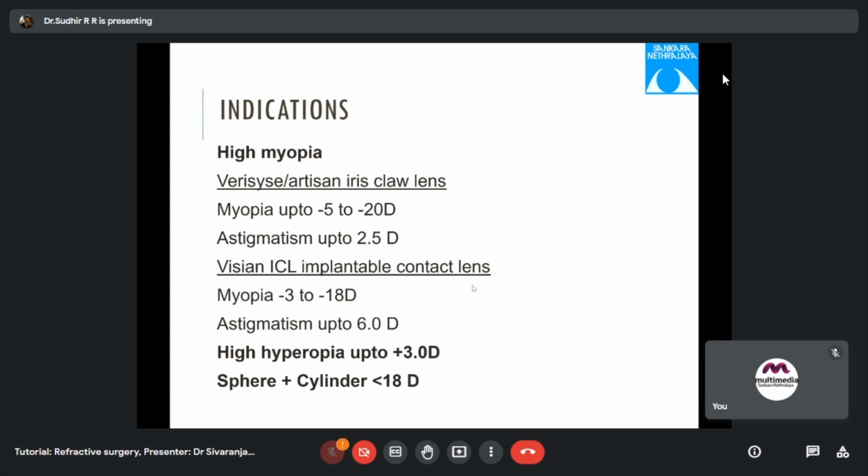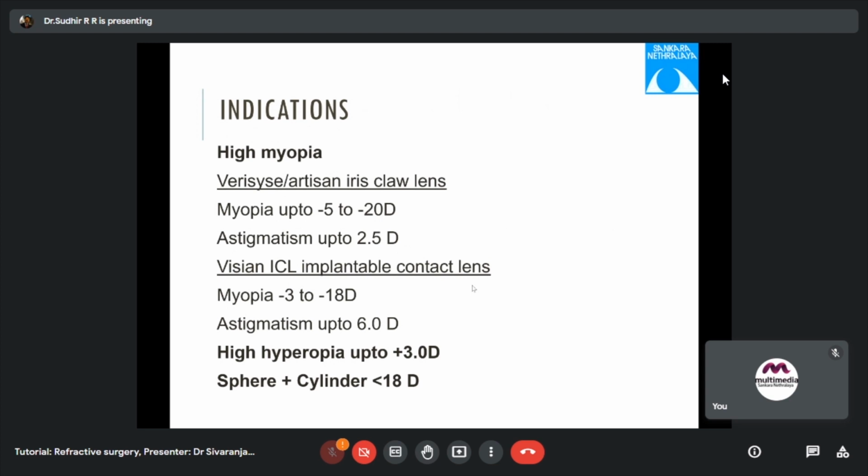High myopia, in case of high myopia, we can use Verisyse or Artisan iris claw lens, which can correct myopia up to -5 to -20 D, astigmatism up to 2.5 diopters. Visian ICL implantable contact lens can be used in case of myopias -3 to -18 diopters, astigmatism up to 6 diopters. High hyperopia up to 3 diopters can also be corrected with Visian implantable contact lens.